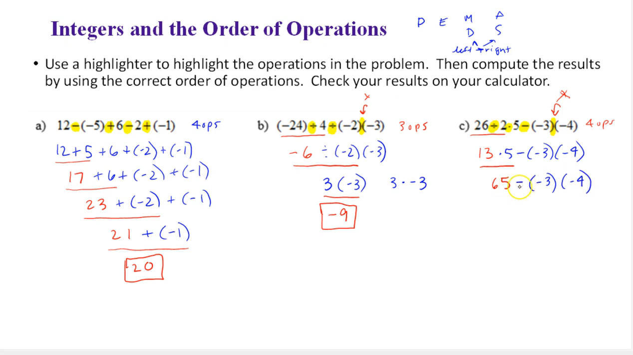Now we have subtraction. We're going to skip that. We have to do all the multiplication and division first. So I'm going to multiply negative 3 times negative 4 next. So here's our 65 minus, well, 3 times 4 is 12, and a negative times a negative is positive. So we have 65 minus 12. And we've completed all the multiplication and division. We have one operation left, and 65 minus 12 is 53.